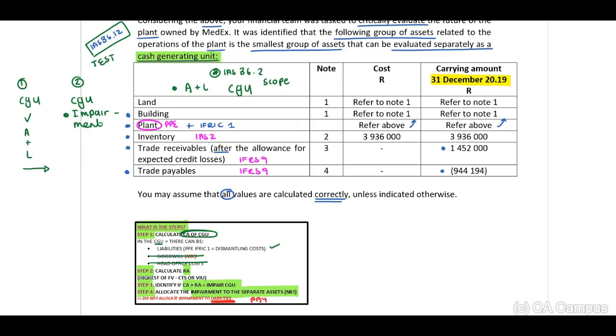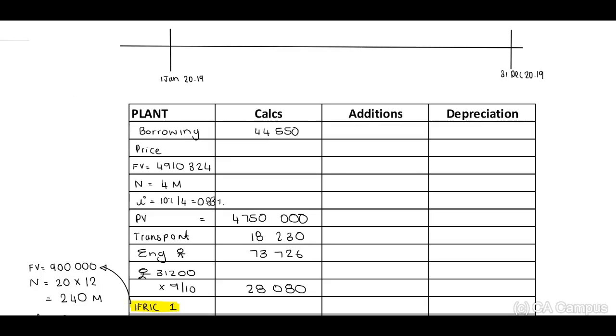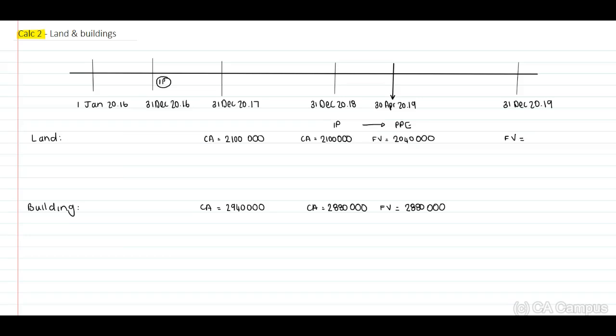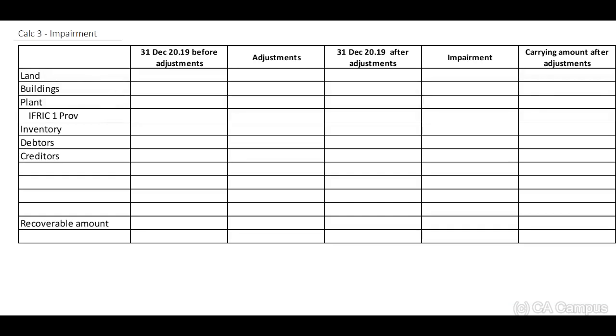You with me? Okay. Therefore, on a new page, and this is my sequence in terms of my calculations. Remember, I had calculation number 1, which is my plant. I've included calculation 2, land and buildings. We will look at this just now. And then on a new page, I will indicate that this is my impairment calculation. Now, remember, they've provided me with a list of assets. Now, guys, you don't have to write out all of this. You don't have to write out land, buildings, plant, IFRS 1, inventory, debtors, credits.